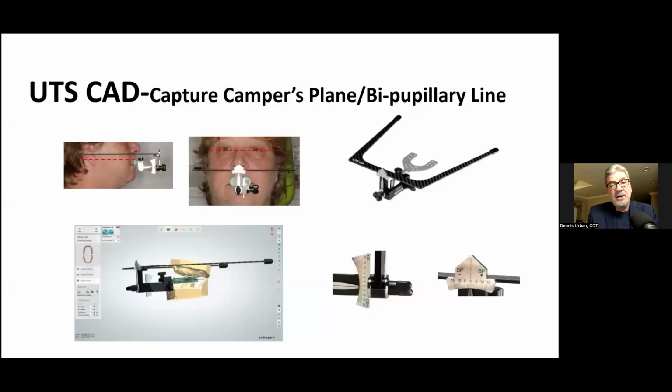And then when we talk about digital technology, we have something called the UTS CAD, which is going to capture the campus plane and bipupillary line. And it's going to be your virtual fully adjustable articulator and Facebow. So what we do, we get the readings of this UTS CAD, we put it into the software, and you can see on the lower part of the screen here, this comes up on the screen, and then we bring in an articulator. So we have our Facebow transfer and our fully adjustable articulator virtually on the screen, and then we can do our denture setup. So some exciting stuff there. I'm a geek when it comes to this, so I love these extra tools that we have, even with digital dentures.